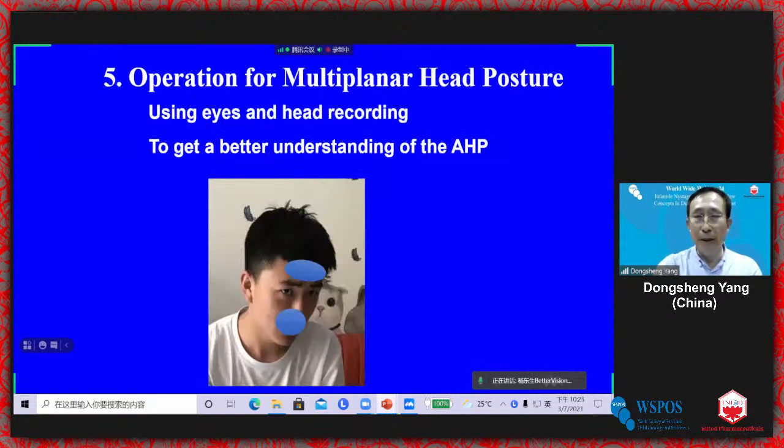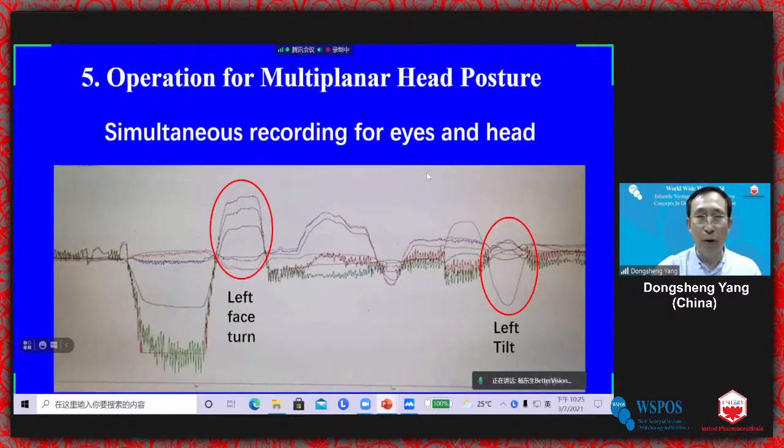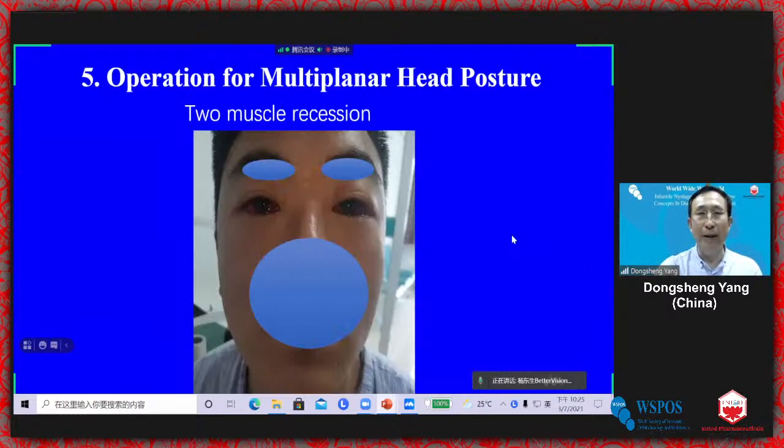So also for this multiple planar head posture, you use the new technique. We have a system that can record eye and head at the same time. Then we can get a better understanding of this head posture. By looking at this eye movement recording, as you can see, when the face turned to the left, the nystagmus almost disappeared. And also when the head had the left tilt, the nystagmus also went away. Then what we did was 2 muscle recession, and it treated the head posture very well.